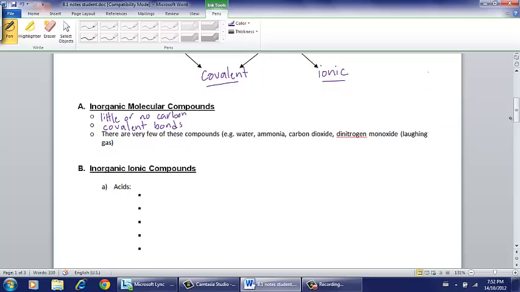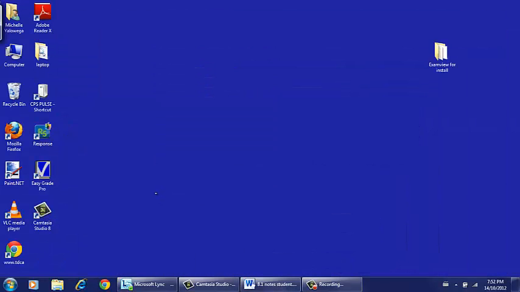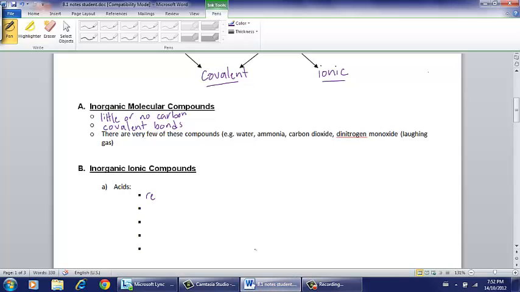So inorganic ionic compounds can be broken down into three more categories: acids, bases, and salts. So we're going to look individually at what makes each of those what they are. So an acid is something that releases hydrogen ions in solution. So you know that ionic compounds, when you put them into a solution, will break down into their ions. So it'll release H plus ions in solution.